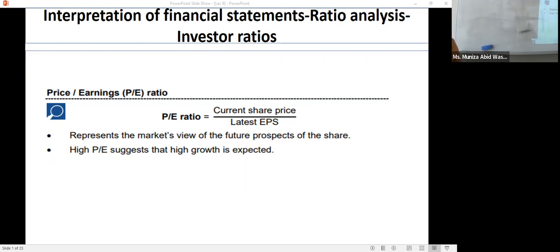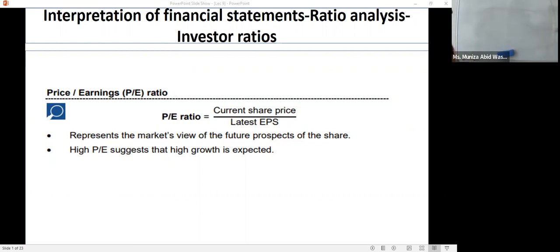Now, what are the reasons behind the increase or decrease in share price? There can be so many reasons. Sometimes they will give you the reasons which result in the increase or decrease in the share price, and sometimes they will not, and you have to assume it by yourself and then comment. Anyhow, this price to earning ratio tells us about the relationship of the current share price and the latest earning per share of the organization.